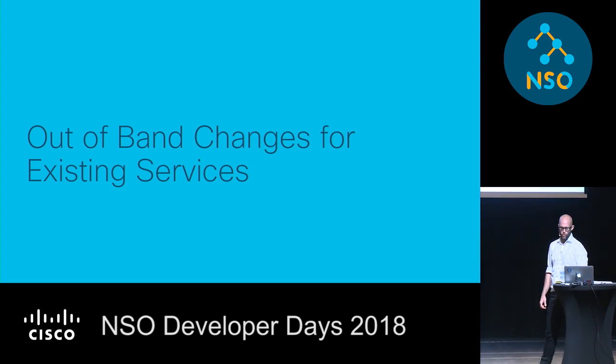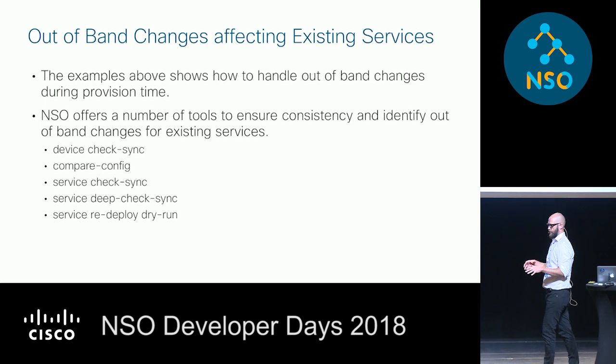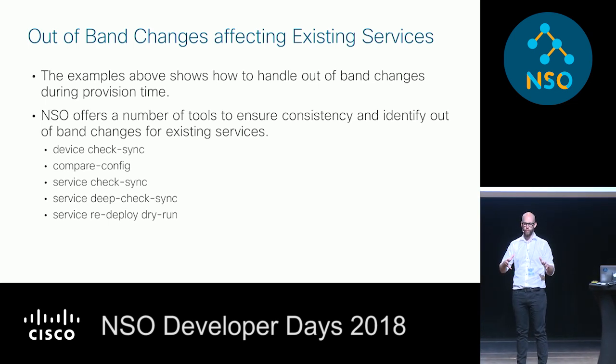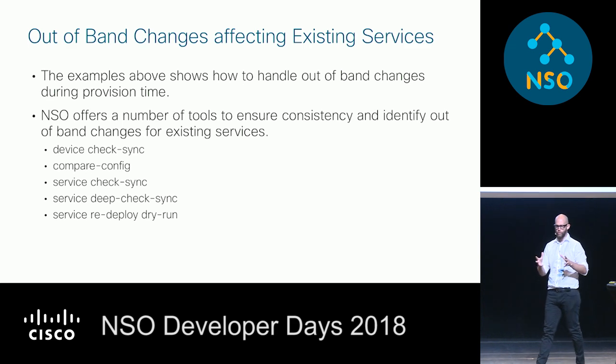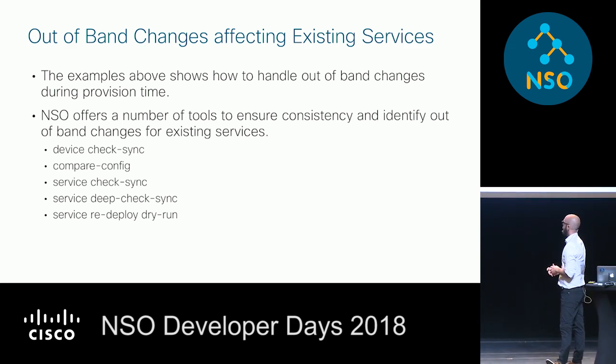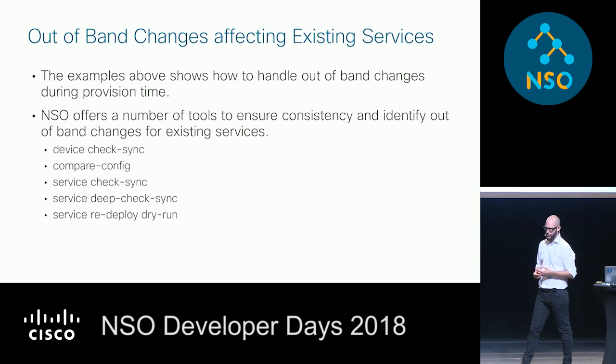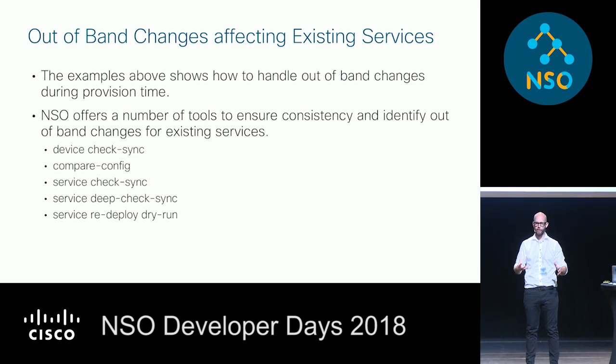So what we talked about so far is mainly how to handle out-of-band changes during provision time. When I provision a service, what do I do if something has happened before or during that? But of course, as I mentioned earlier, we have a number of tools to identify and work with out-of-band changes that have happened for existing service instances.